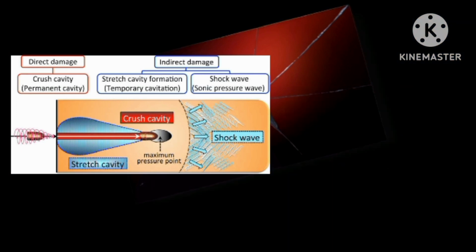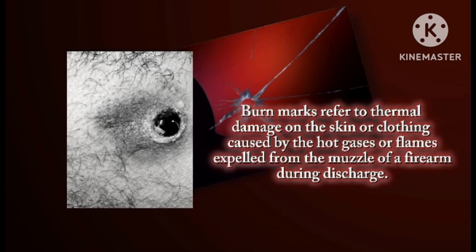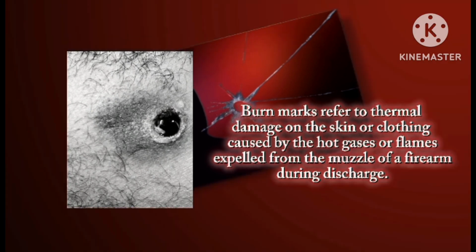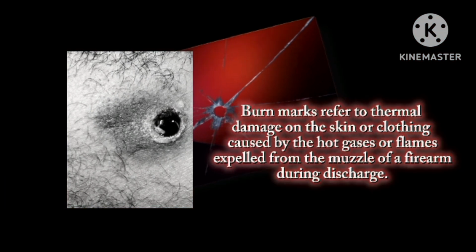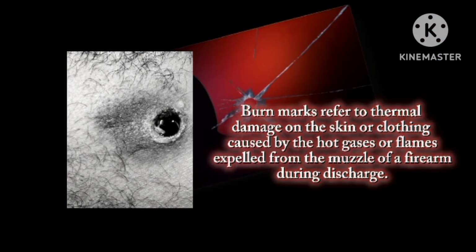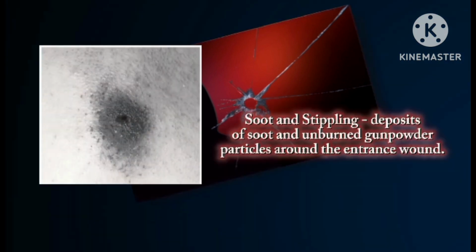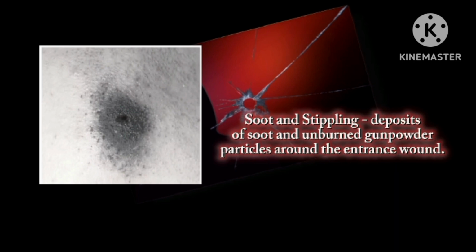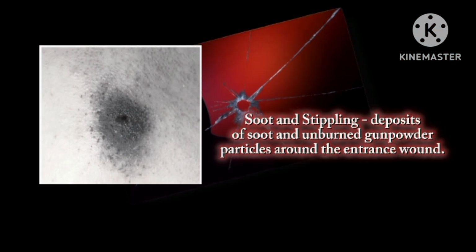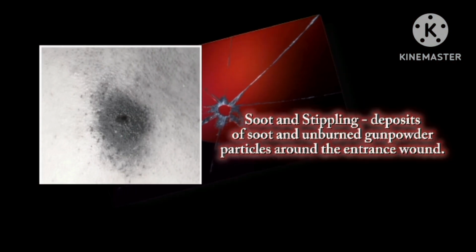Next are burn marks, which refer to the thermal damage on the skin or clothing caused by the hot gases or flames expelled from the muzzle of a firearm during discharge. Lastly is soot and stippling, the deposit of soot and unburned gunpowder particles around the entrance wound.